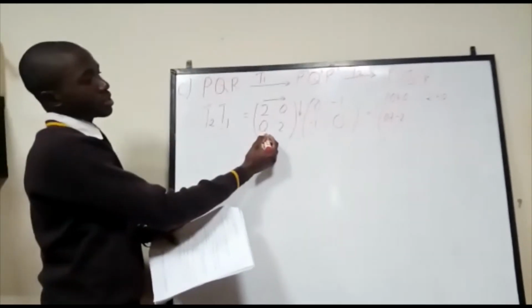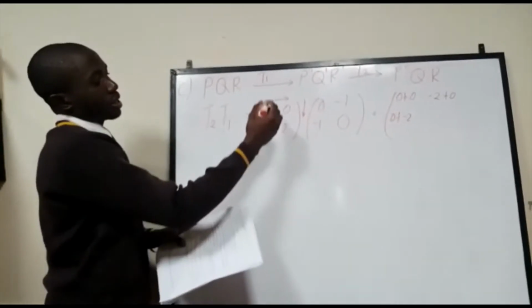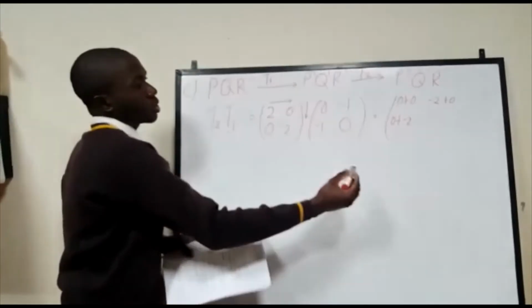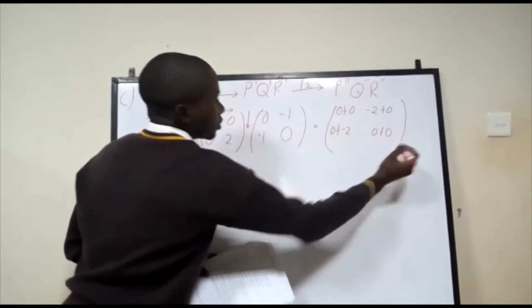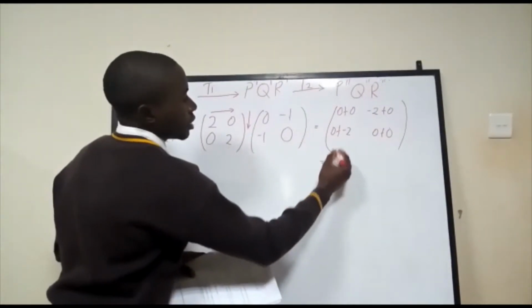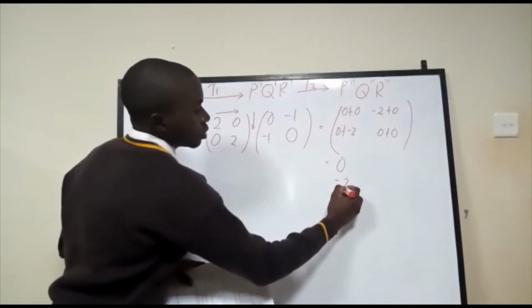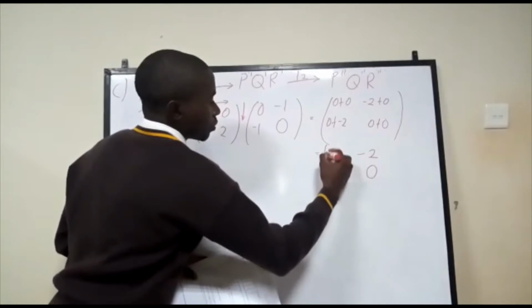Then we multiply 0 times -1, which is 0, and 2 times 0, which is also 0. So we add, and we have 0, -2, -2, and 0.